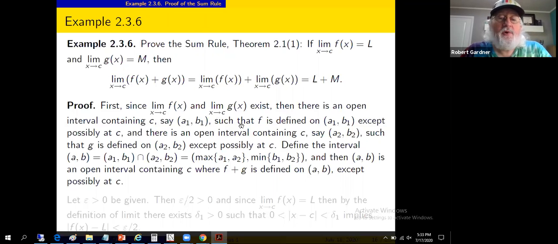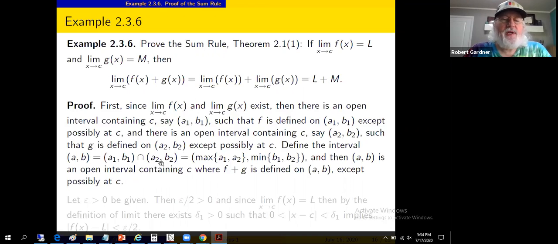There's an open interval about c, call it the interval from a1 to b1, such that f is defined on the interval a1 to b1, except possibly at c. It's a limit. I don't know anything about what happens at x equals c. Also, similarly, for the g function, there's an open interval, say a2 to b2, such that g is defined on the interval from a2 to b2. It contains point c. g is maybe not defined at c itself, as always.